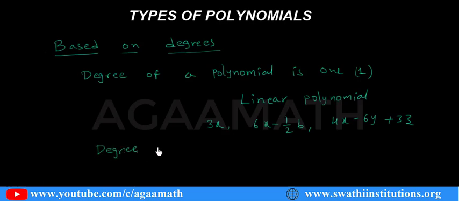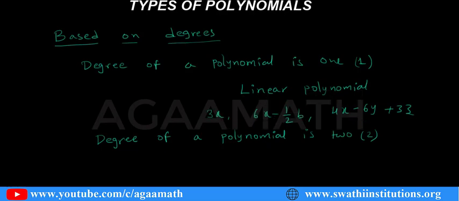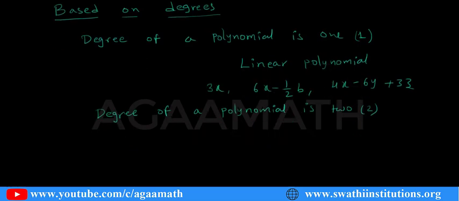Then if the degree of a polynomial is 2, what is such a polynomial called? If the degree of a polynomial is 2, then it is said to be a quadratic polynomial.